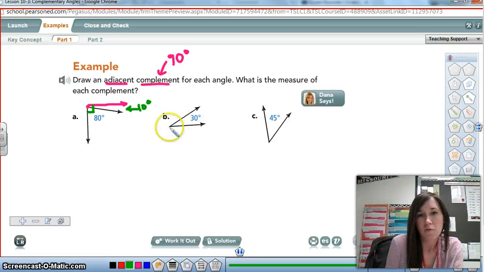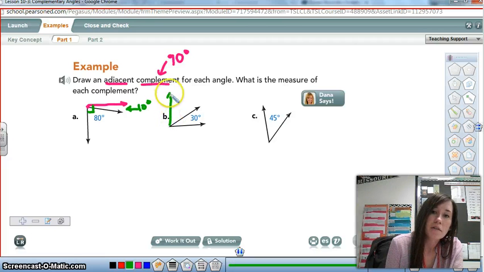All right, so for B, we already have 30 degrees. We need a complement, so that would be 60 degrees to make 90. Together, if we draw them side by side here, that means that they would be adjacent, sharing a vertex, sharing a side. That would make them together make a larger right angle.